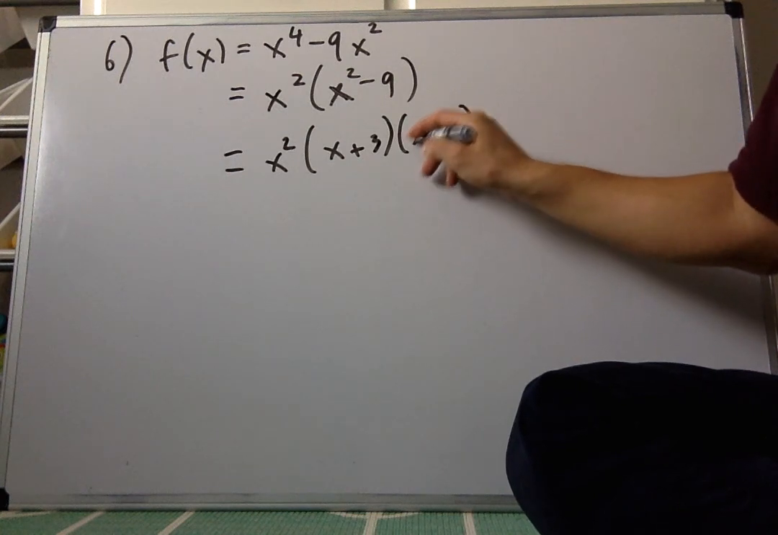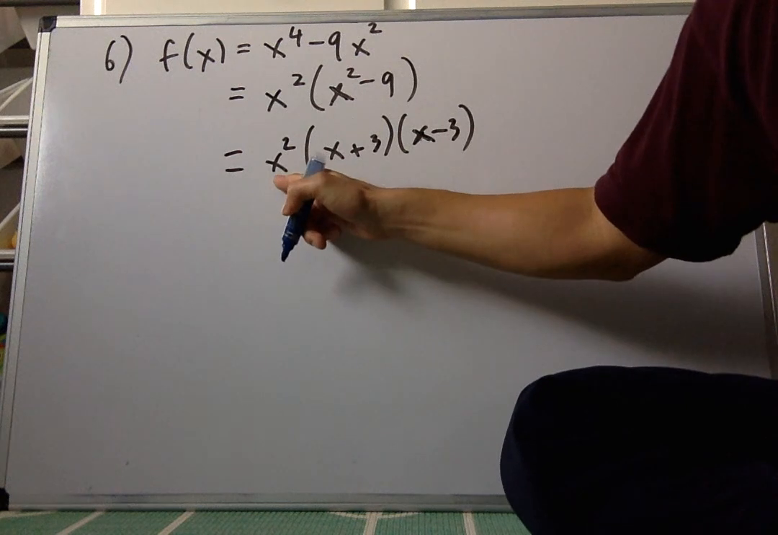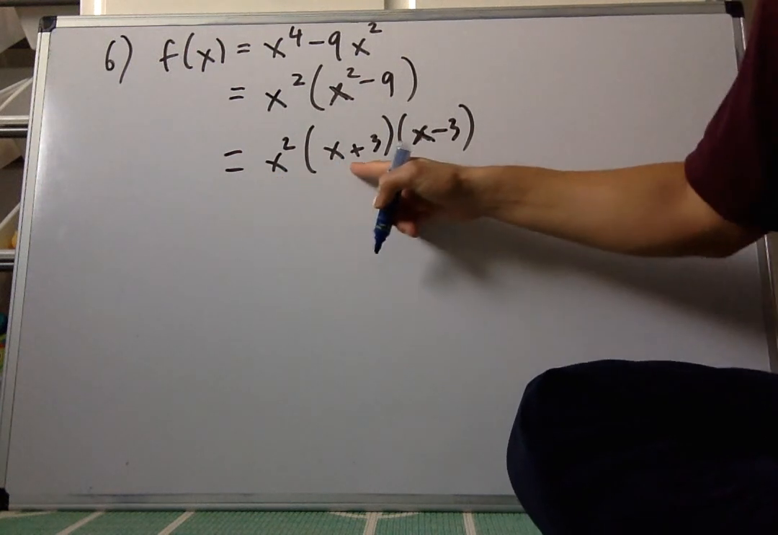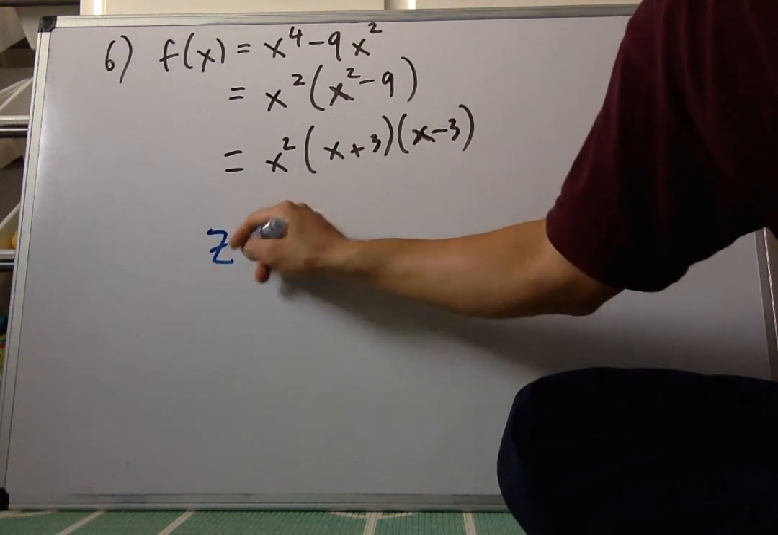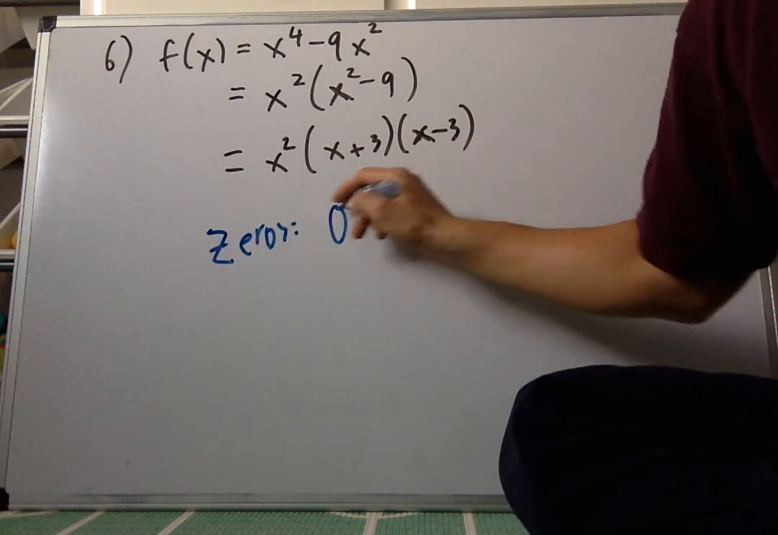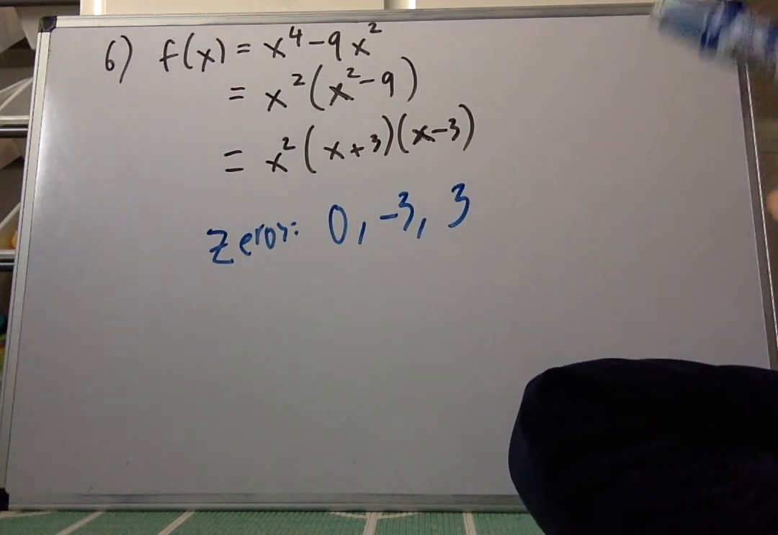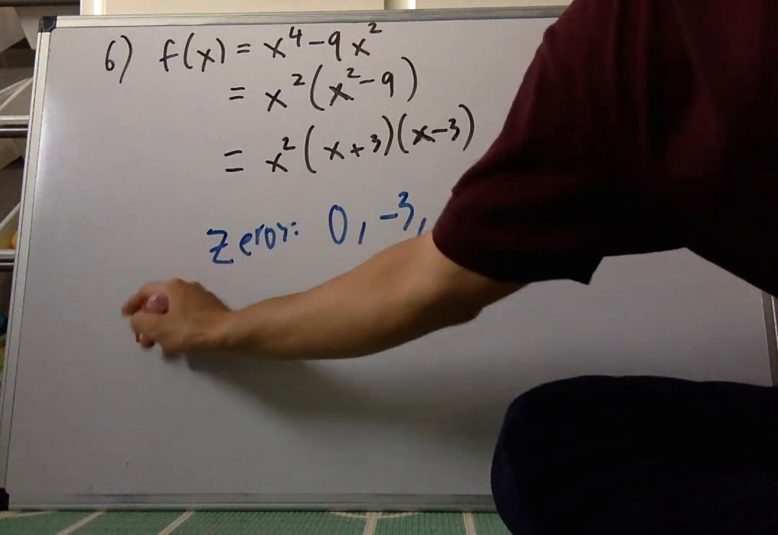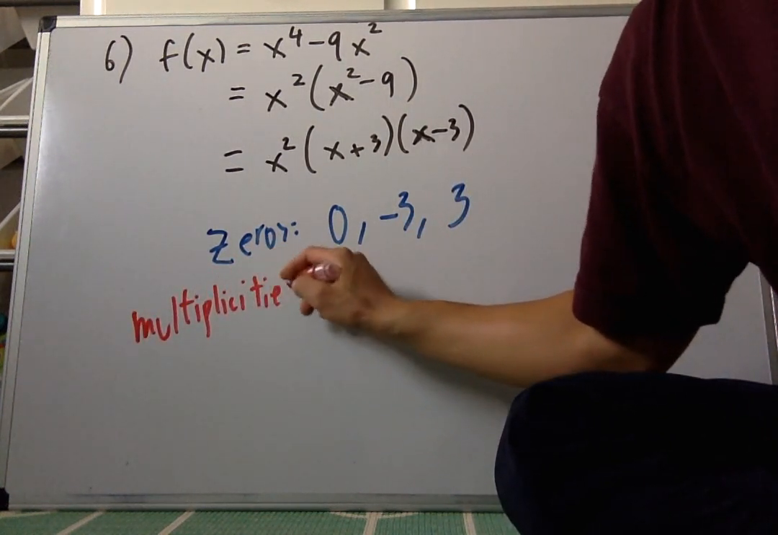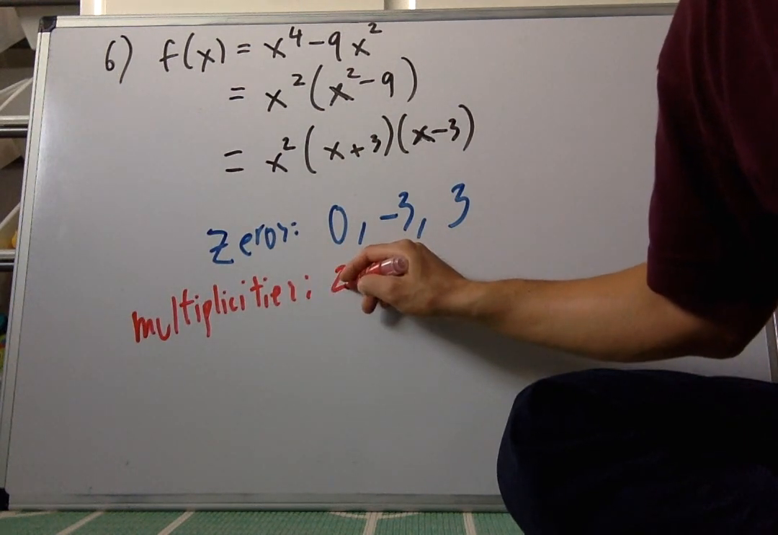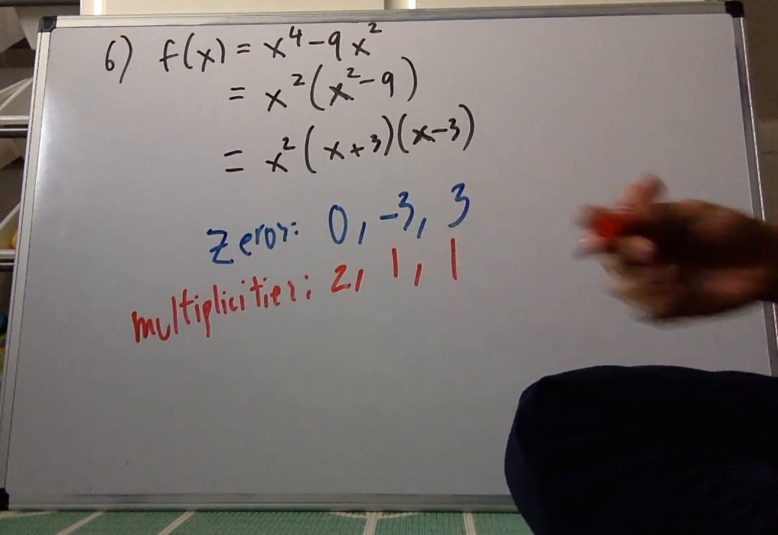Okay, beautiful. Then I'm pretty much done already. So the zeros come from this guy. It's 0 if that's 0. If this is negative 3, x is negative 3, or if x is positive 3. The zeros are 0, negative 3, and positive 3. And I'll just write their multiplicities in red, right below. That has multiplicity 2, because it's squared, right? Multiplicity 1 and multiplicity 1.